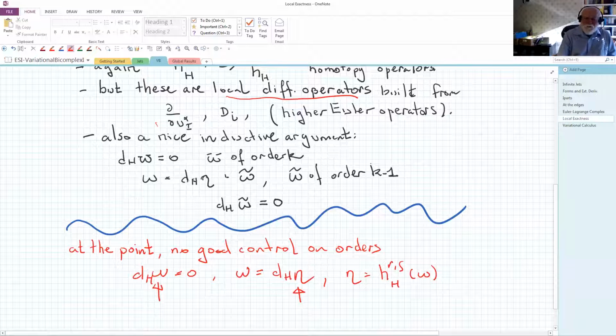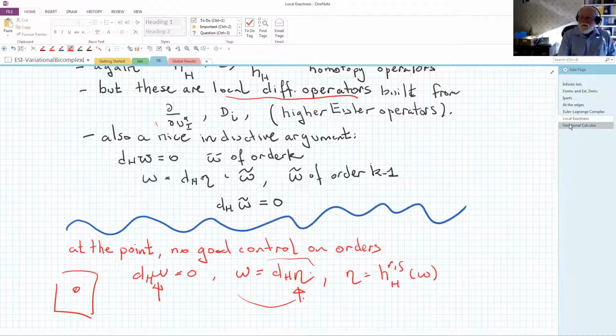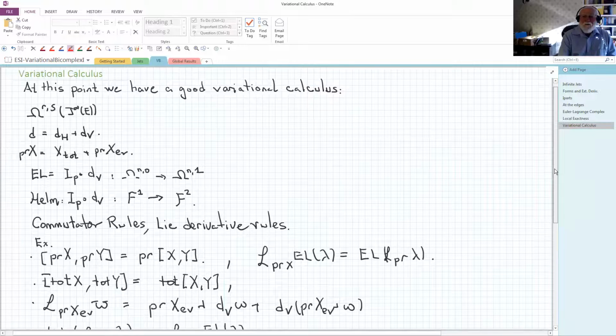But one thing you lose control of, unless you're very careful when you use these homotopy operators, is the orders. So for example, you could have some form in the middle of this bicomplex. dH of it could be 0. You know that locally it's dH of something, but this could have had small order, maybe order 2 or 3, and the thing that you hit it with using the homotopy operators would have much higher order. Again, you can work hard to control the orders, but I don't want to talk too much about that.